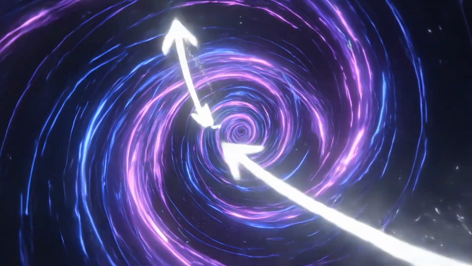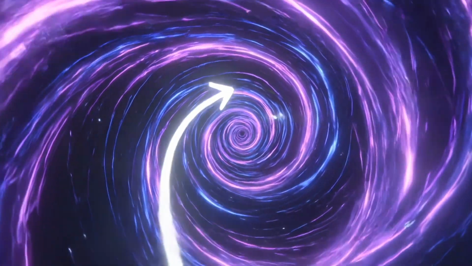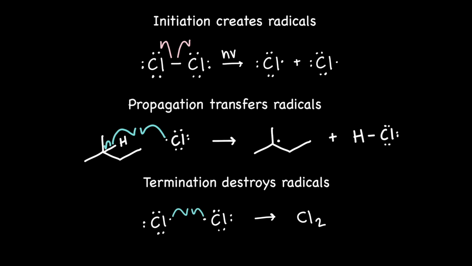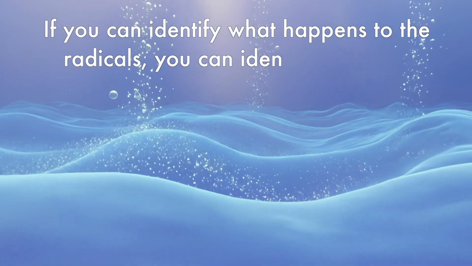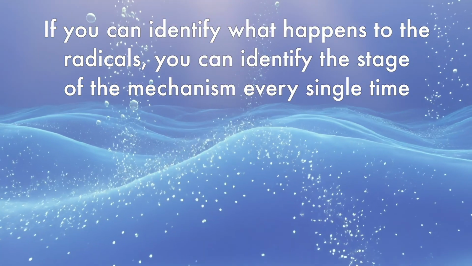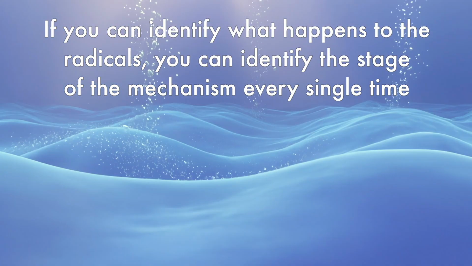So if you remember one thing from this video, remember this. Initiation creates radicals. Propagation transfers radicals. Termination destroys radicals. If you can identify what happens to the radicals, you can identify the stage of the mechanism every single time.